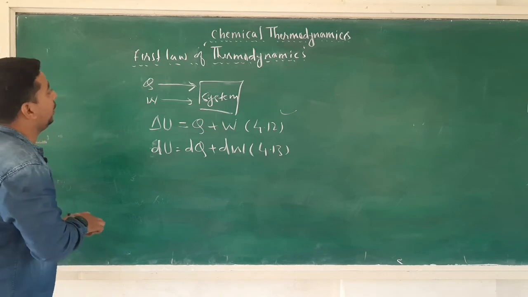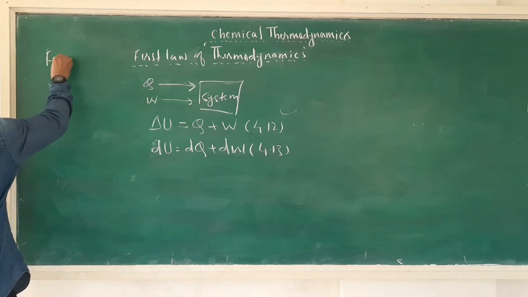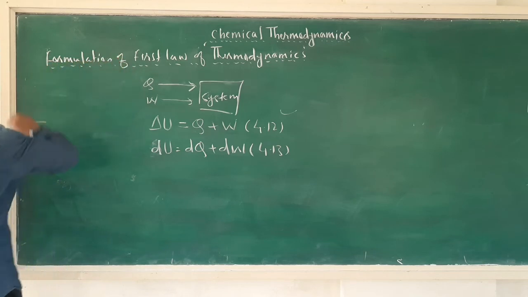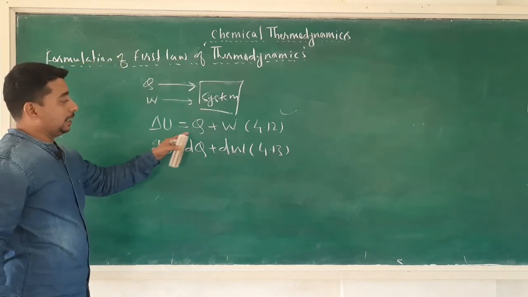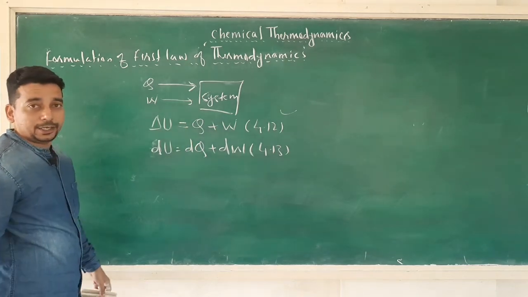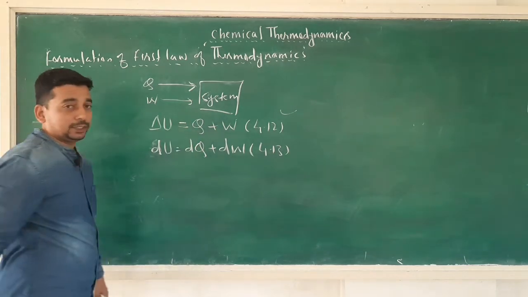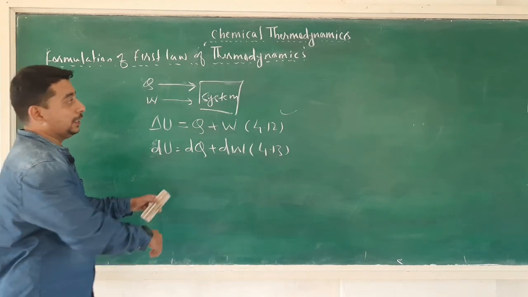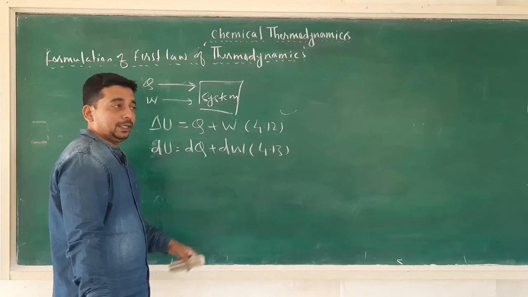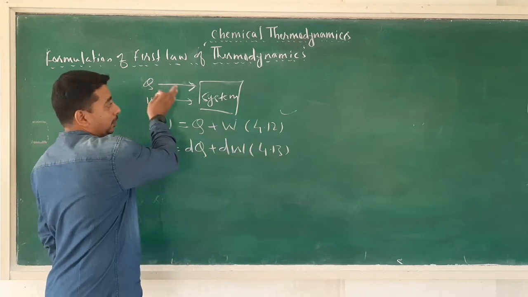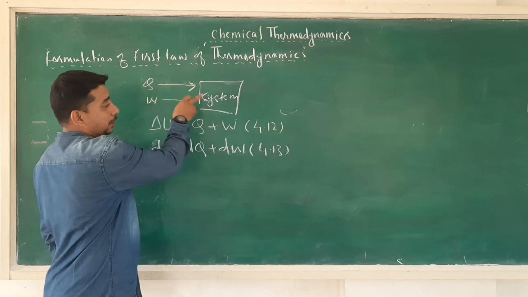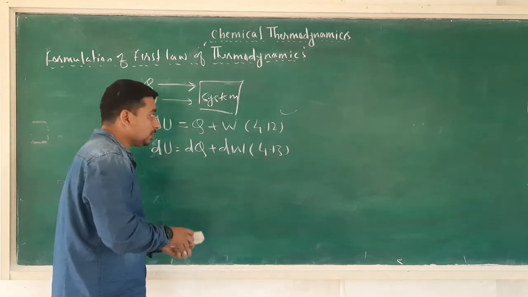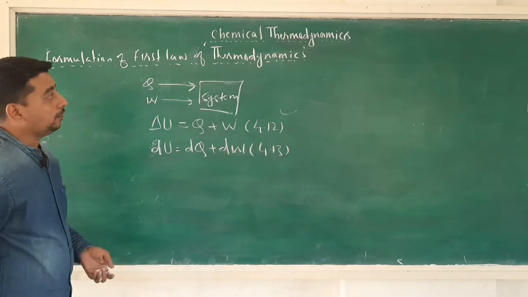So this was about the formulation of the first law of thermodynamics. First law of thermodynamics is delta U is equal to Q plus W. Increase in internal energy of the system is equal to heat supplied to the system plus work done on the system by the surrounding. If energy is taken out from the system, internal energy of the system will decrease, but when energy is added to the system by heating the system or by performing work on the system, the internal energy of the system will increase. So this equation number 4.12 is the first law of thermodynamics.